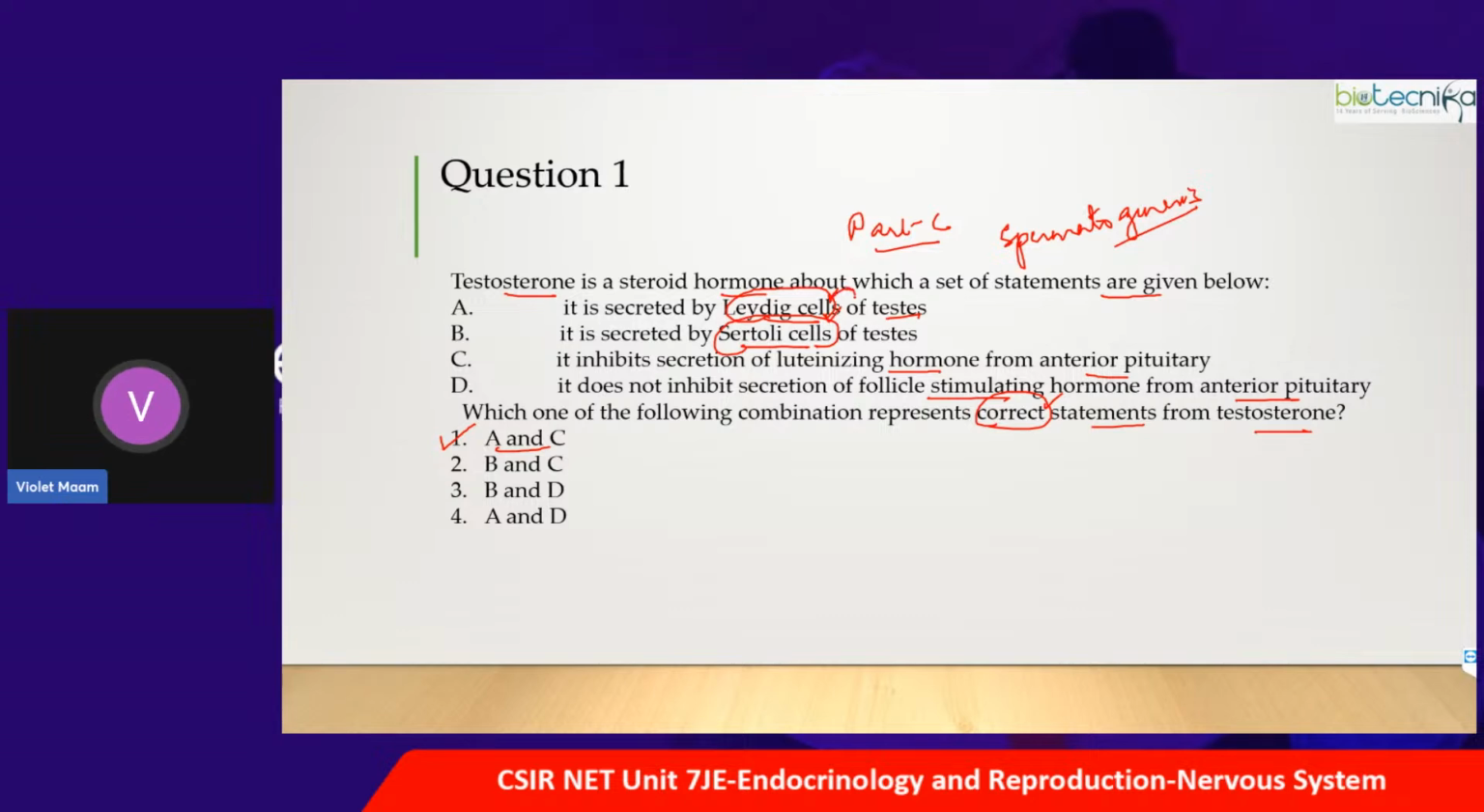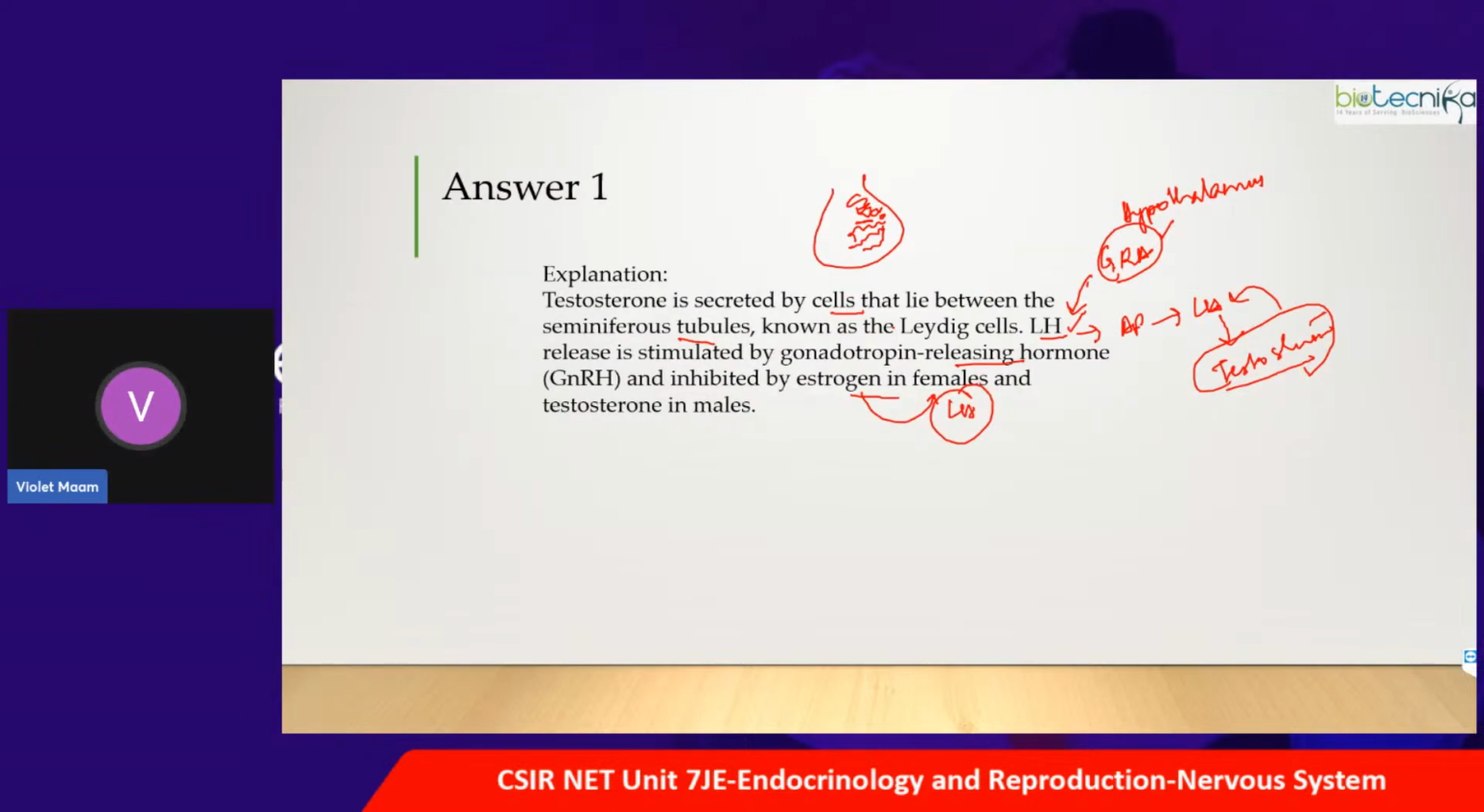Okay, Leydig cells we understood, it is for the release of the testosterone. So testosterone will be released by Leydig cells. And then we saw the other statements as well. It inhibits the secretion of luteinizing hormone from anterior pituitary. This is correct, and option A is correct. Okay, so let's move on and see the next question.